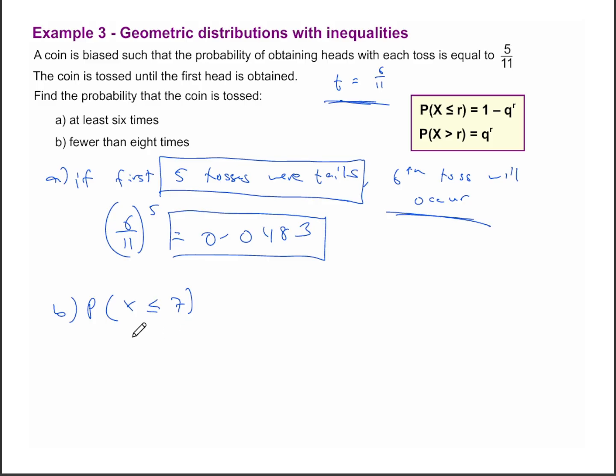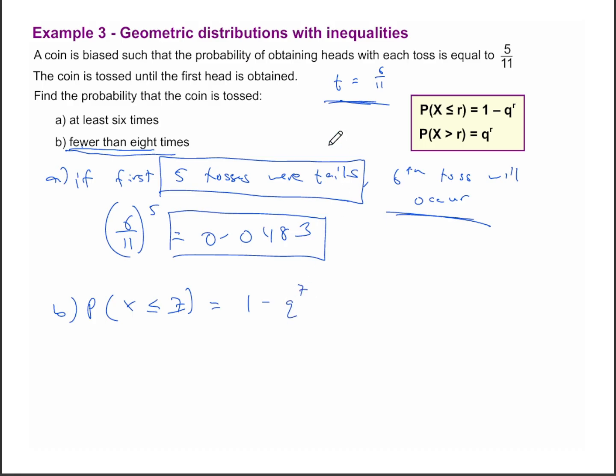if you get the tail on the 7th try, then you're going to keep on tossing, which will take you to your 8th try. But you want it to be fewer than 8 times. So you're going to take the probability of your first success happening on your 7th try or before that, which will lead us to us having fewer than 8 times. This will just equal 1 minus q power 7.